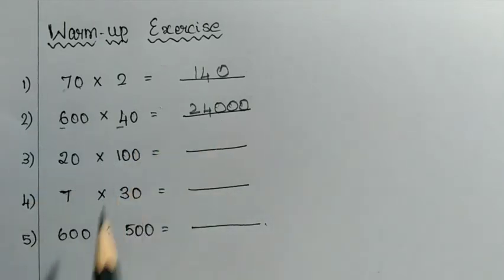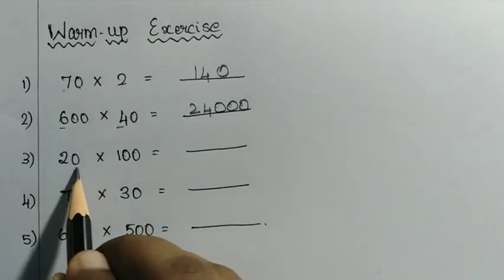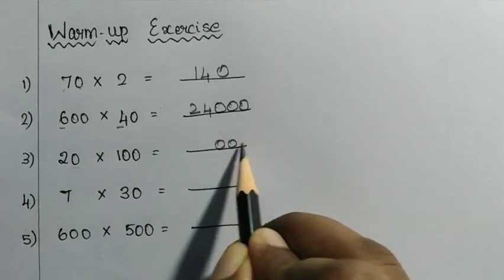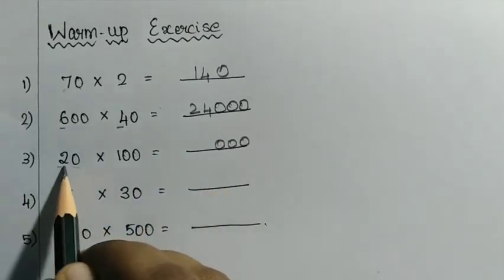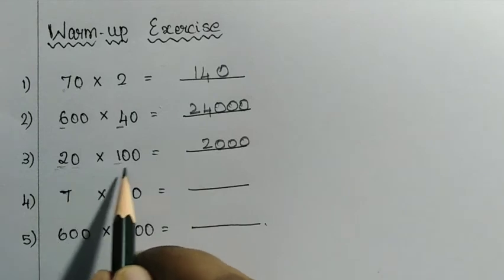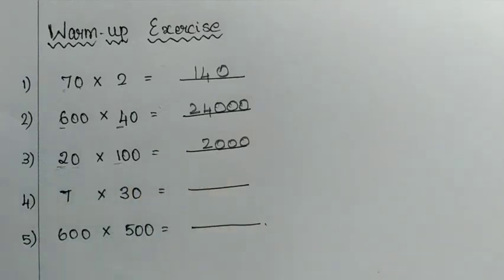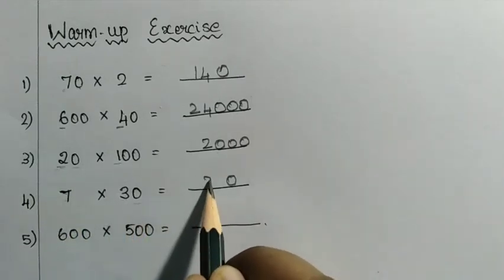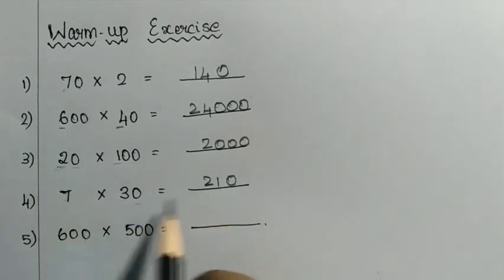20 into 100. Here you have 1 zero and here you have 2 zeros. So totally you have 3 zeros at the end and the remaining digits are 2 and 1. So 2 ones are 2. The answer of 20 into 100 is equal to 2000. 7 into 30. 1 zero is at the end. Put that 1 zero as such. 7 3s are 21. 7 into 30 is equal to 210.